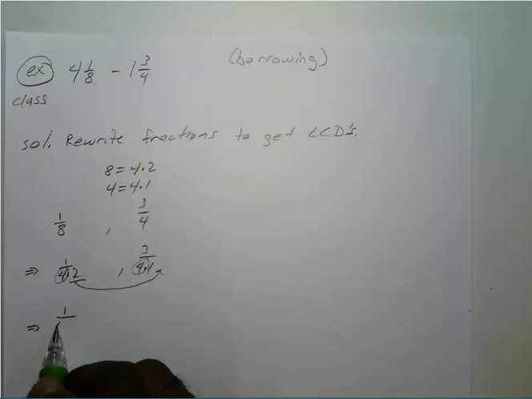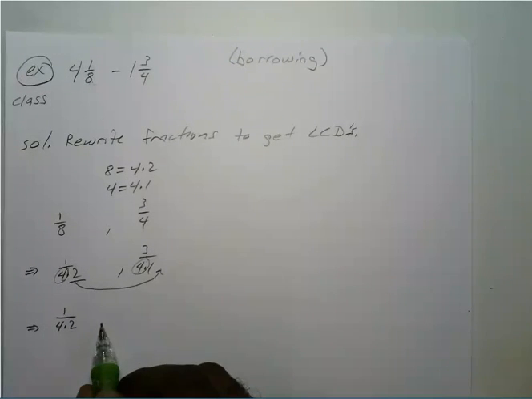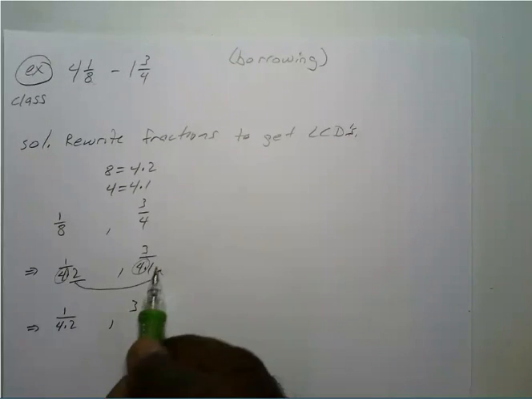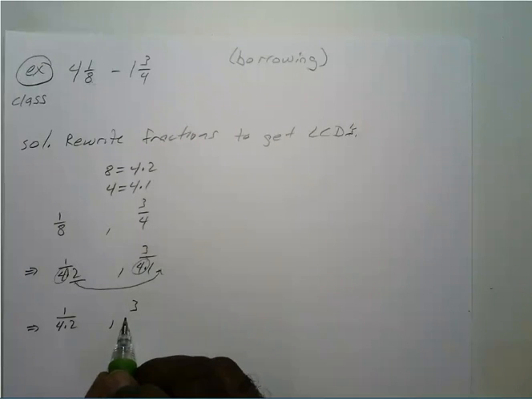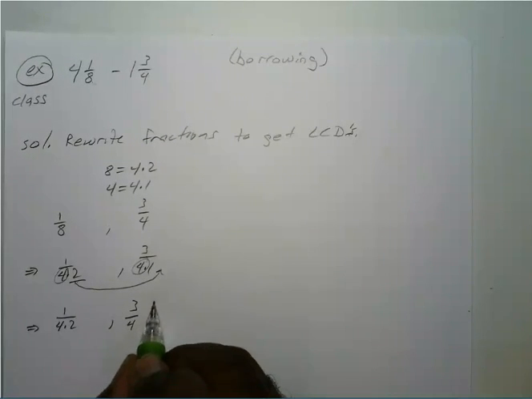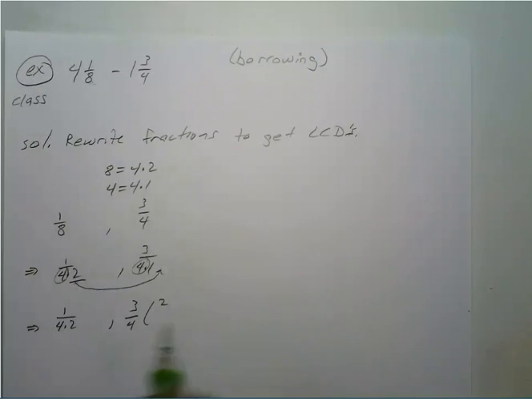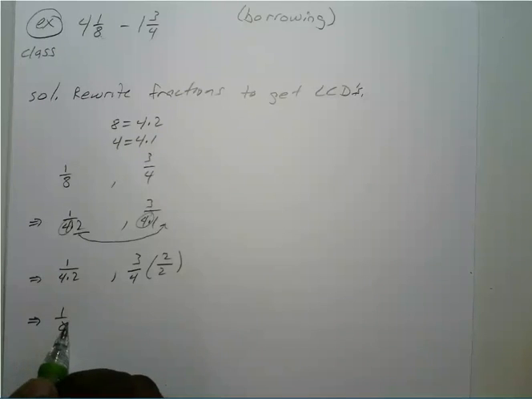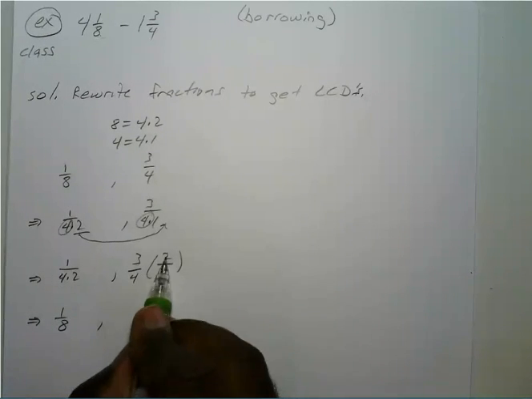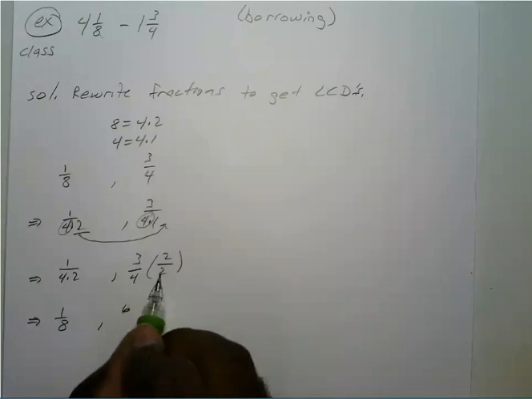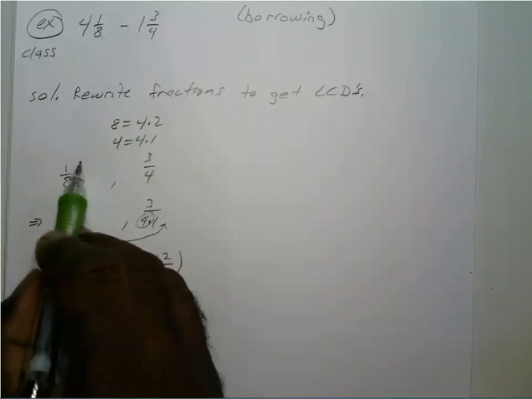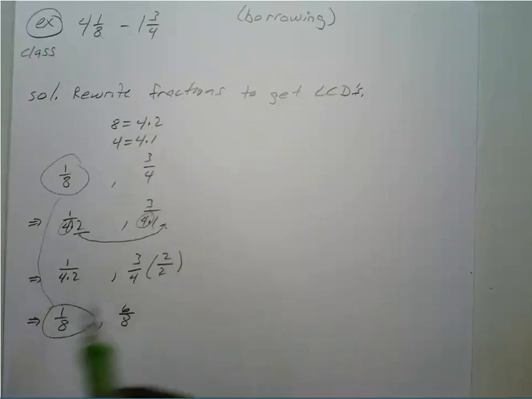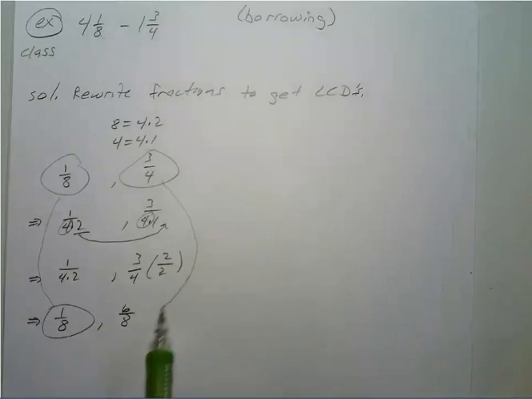So you have 1 over 4 times 2. And again, you don't have to do the 1 if you don't want to. So 3 over 4, and since that's underlined, you're going to multiply this side by 2 over 2. So that gives us 1 over 8, and 3 times 2 is 6, and 4 times 2 is 8. So these are our equivalent fractions with the matching denominators.